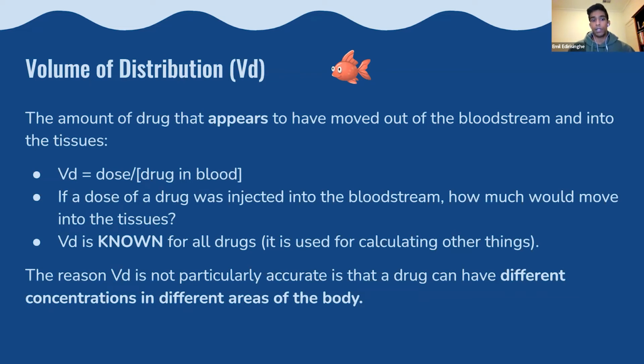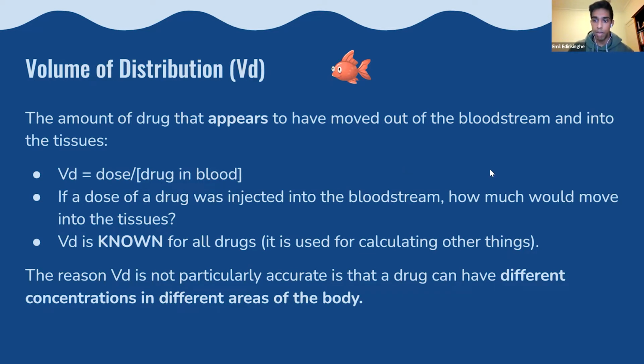The volume of distribution is the amount of a drug that appears to have moved out of the bloodstream and into the tissues. The keyword here really is appears, because volume of distribution is not necessarily a practical concept, but more something that gives you an idea of how well a drug actually moves into the target tissues. The way it is calculated is the dose that is given to a person divided by the concentration of drug in the blood.